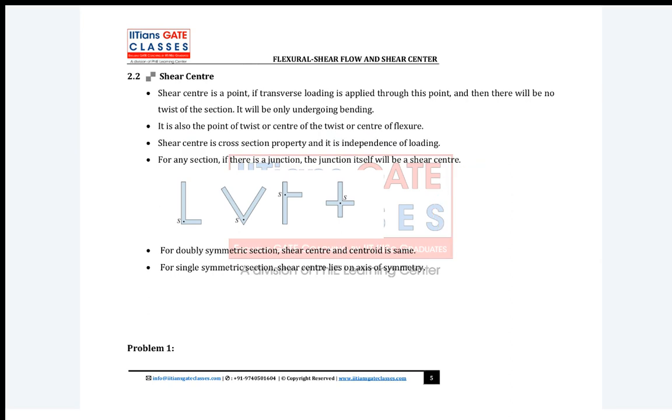Okay. Now shear center is a cross-sectional property, and as I told, it is independent of loading. Now if you have any section which has a junction, that junction itself will be the shear center. You can see L section has a junction. Junction means the point at which two sections are coming and meeting. So this will be your shear center.